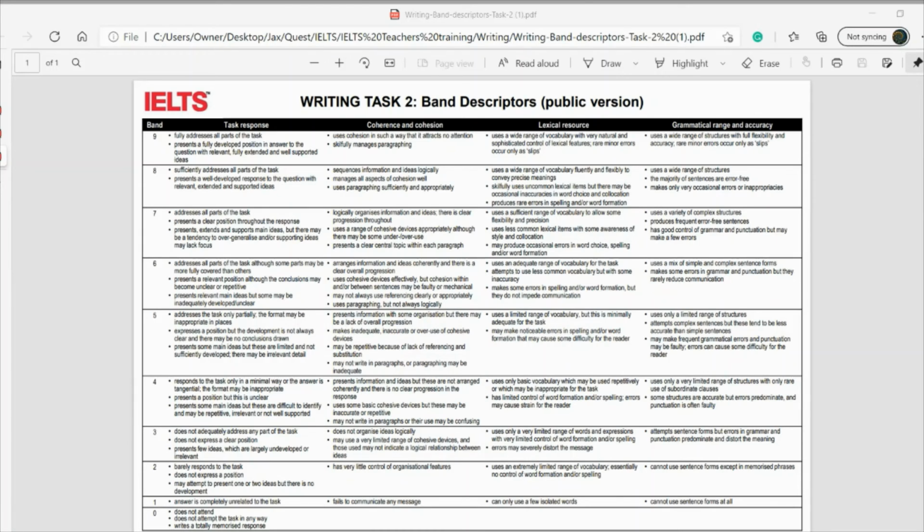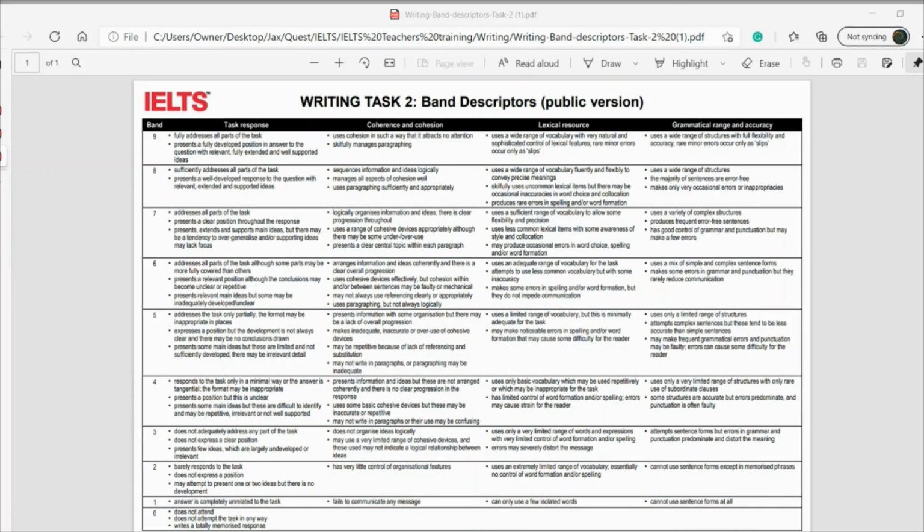Our second column is Coherence and Cohesion. Coherence and Cohesion assesses the overall clarity and fluency of your message, how the response organized and linked information, ideas, and language. Our third column is Lexical Resource, which refers to the range of vocabulary used and how accurately and appropriately it was used. Our final column is Grammatical Range and Accuracy. This assesses the range and accurate use of grammar.